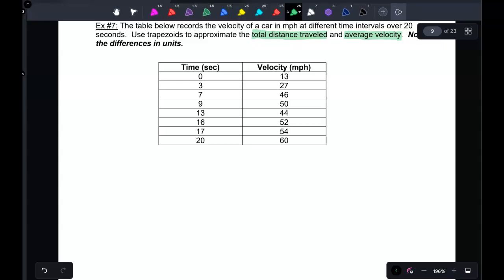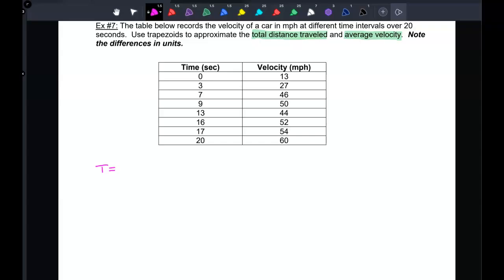I have a question. Yes. Why the average velocity? You don't just add it all up and then divide it by how much there is? But again, the times are not equal. The times are not even.